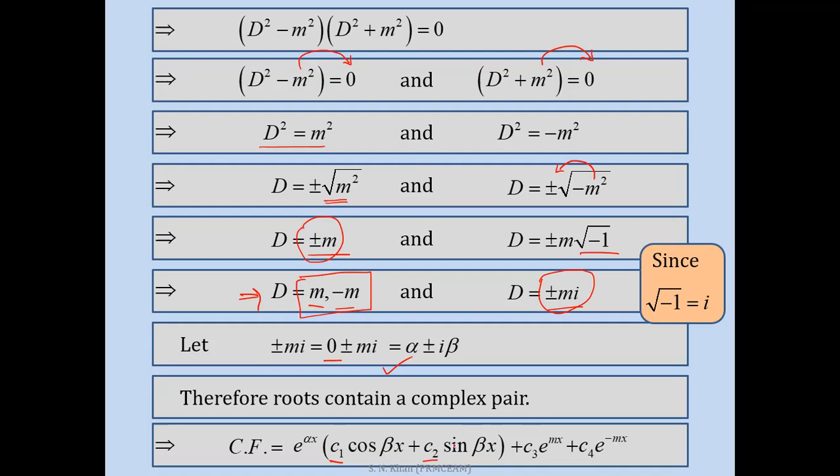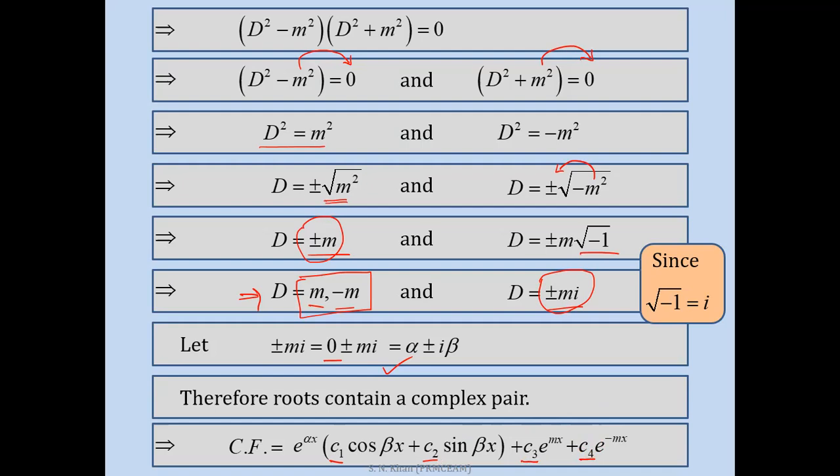So again I am repeating, the total number of constants in this equation is 4: c1 c2 c3 c4. So the number of constants should be the same as the number of roots. However many roots come, that many constants are compulsory. There were 4 roots, so 4 constants came. It means that the CF is correct.